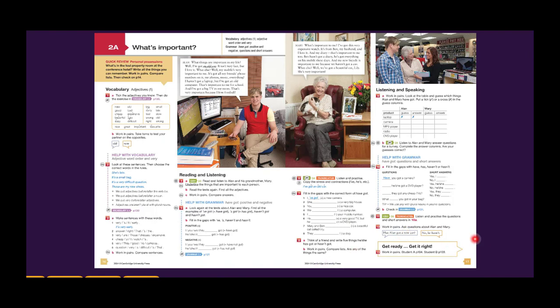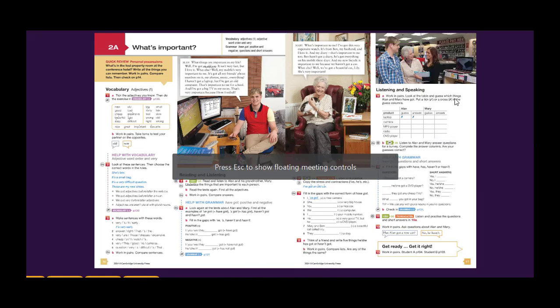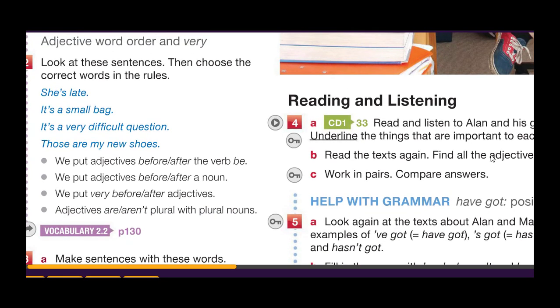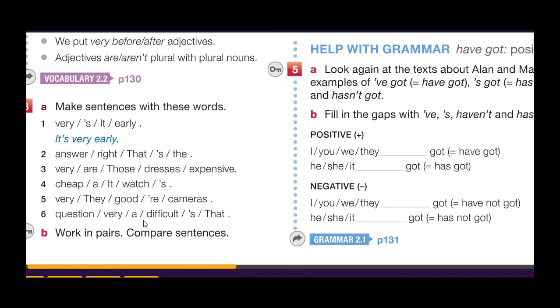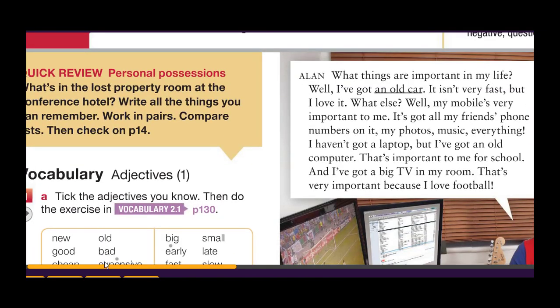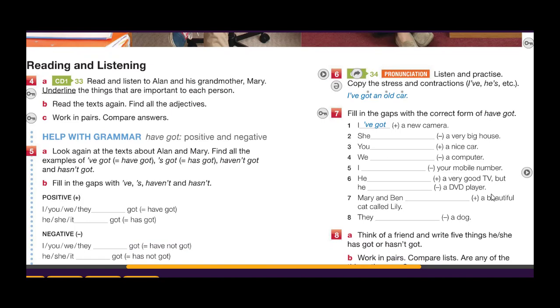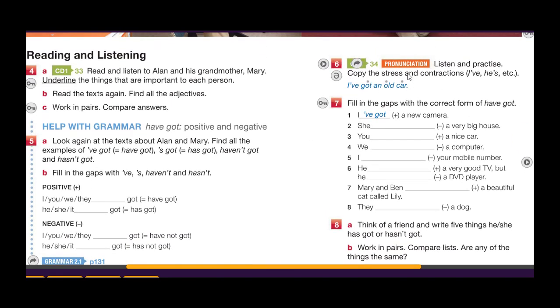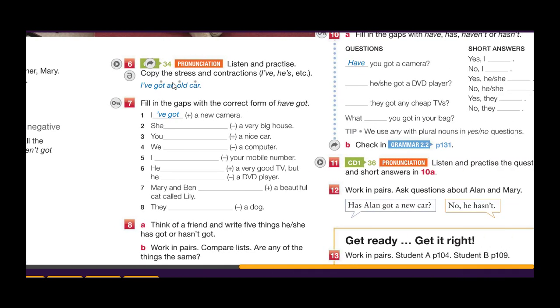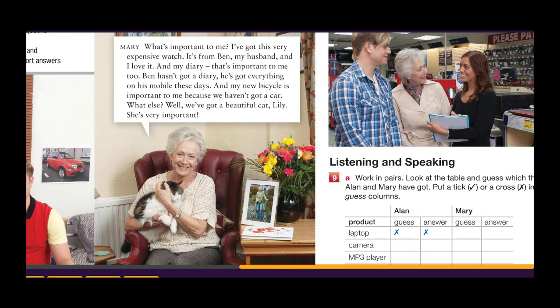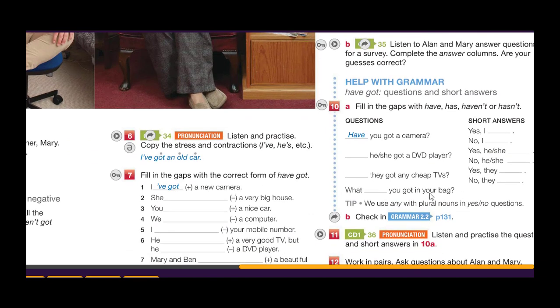Okay guys, so that's it for this lesson. In this lesson we studied adjectives. After that we moved to the rule of writing adjectives in the sentence. Then we had an exercise about how we make adjectives. Then we read about Alan and Mary. Then we studied the grammar of have got, has got, positive and negative. Then we practiced the stress. Then we did this exercise. Then we moved to listening about Alan and Mary. Then we studied the grammar of have got questions and short answers.